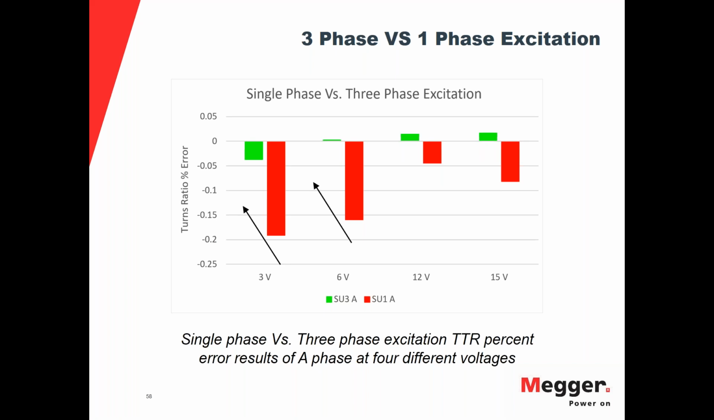So when such an inequality is found, the connection should be changed either to a delta or a Y. Now, what we're talking about is if we have a Y transformer without a neutral exposed, three-phase simultaneous phase testing is the best way to go because of that inequality in the magnetic characteristics of the unit.